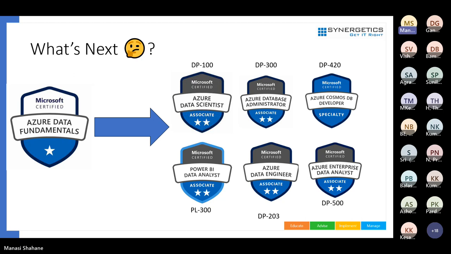Then if you want to learn about Cosmos DB, go in depth. It's not an associate level certification, it's just a specialty. It does not fall under the associate or the advanced level certification. It's just talking about Cosmos DB, that's it. So the certification is DP 420.